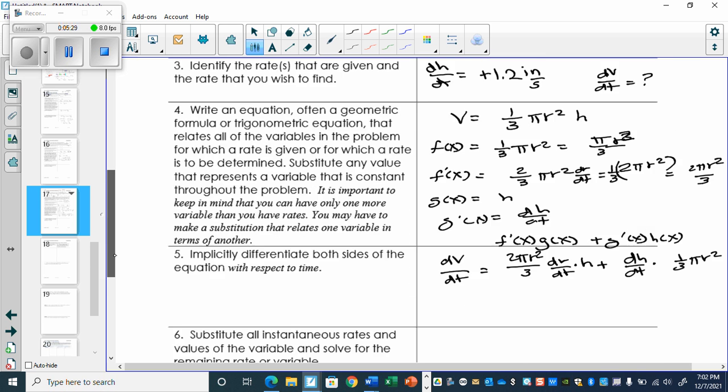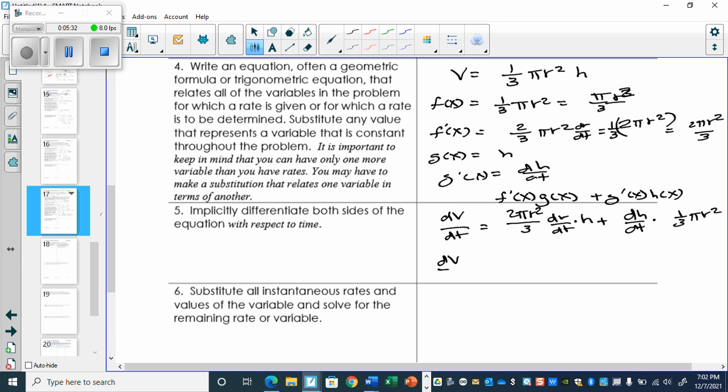So I'm going to rewrite this appropriately, and I have dV/dt equals 2πr. Oh, I've got to get rid of that squared right there. 2πr, make sure that's squared because that should have come down. 2πr, right, h times h over 3 dr/dt plus πr squared over 3 dh/dt. So all of this goes to the front. And I'm going to plug stuff in.